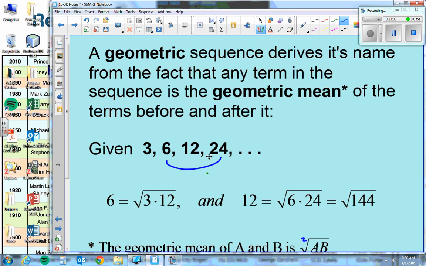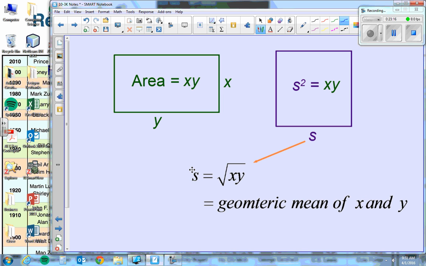Every term is the geometric mean of the term before and after. By the way, as far as uses of geometric mean, here's just one. If you had a rectangle and you want to find a square with the same area, the side length of that square will actually be the geometric mean of those side lengths. So you can find that side length directly.